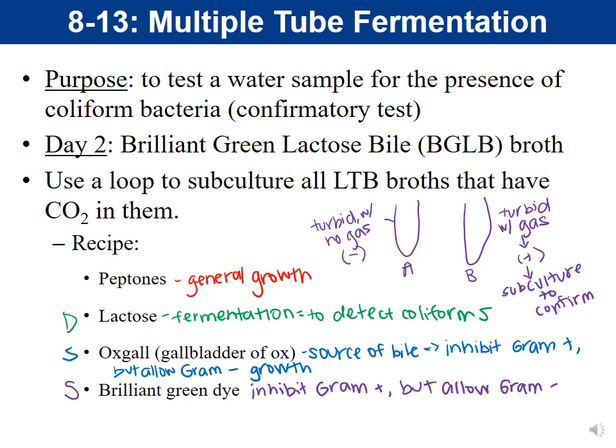A doesn't need to because A is already not showing it to be a coliform, so we would be done with A. But B, we would subculture. And if our water sample that we were testing, right, because these are just the ones we give you, the A and the B, if your water sample, let's say you tested your refrigerator water, tested positive for LTB, then you would also inoculate a BGLB with your water sample as well. And so that is the second part of the multiple tube fermentation.